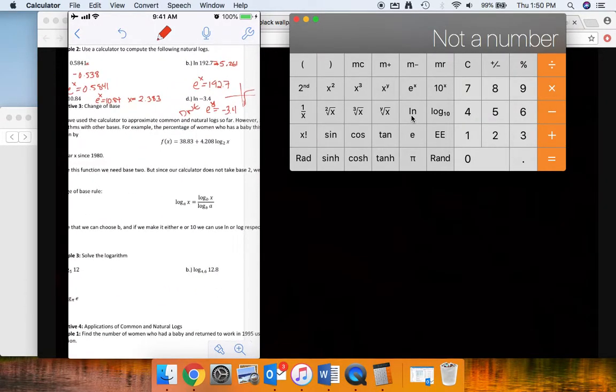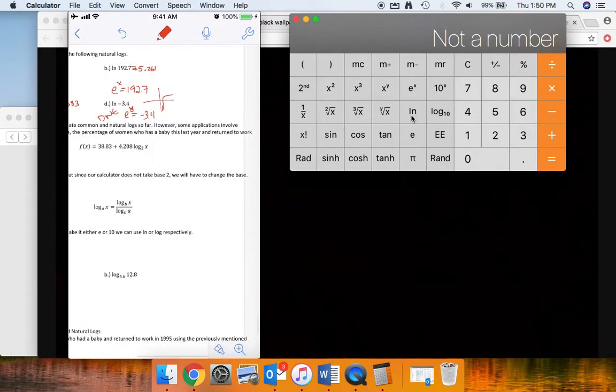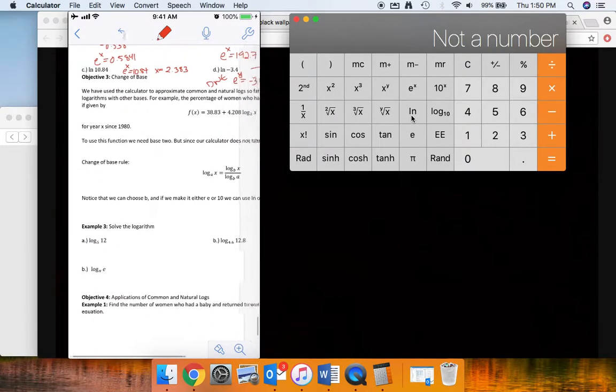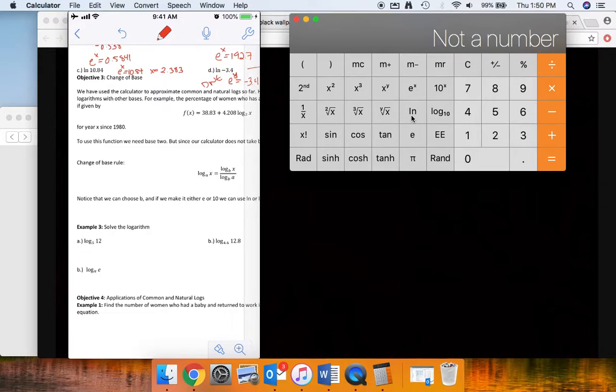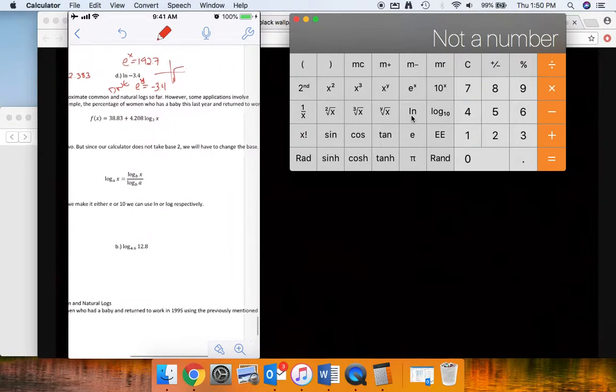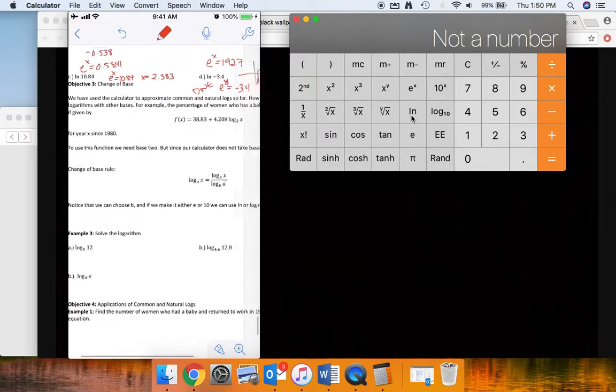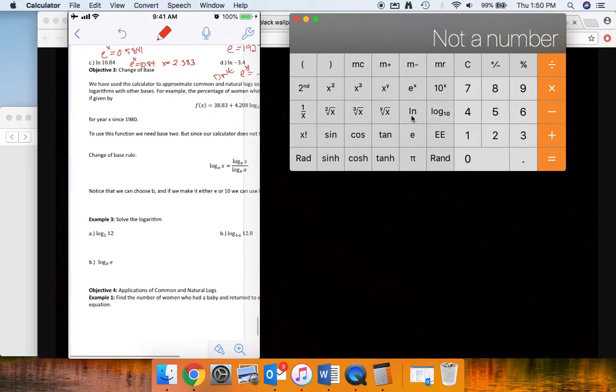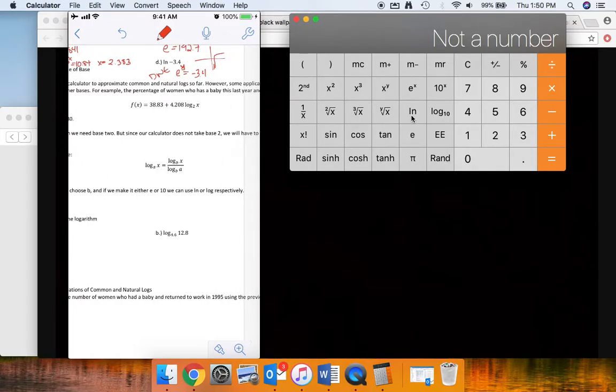We have a calculator to approximate common logs and natural logs. However, some applications involve other logarithms with other bases. For example, the percentage of women who had babies this last year and returned to work is given by f of x is equal to 38.83 plus 4.208 log base 2 of x.